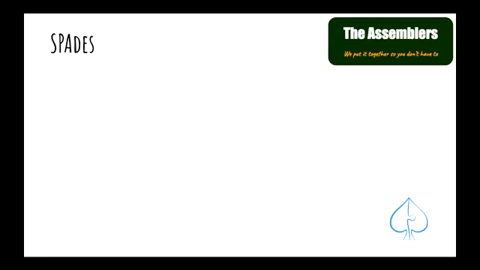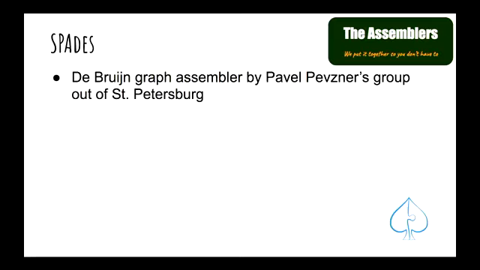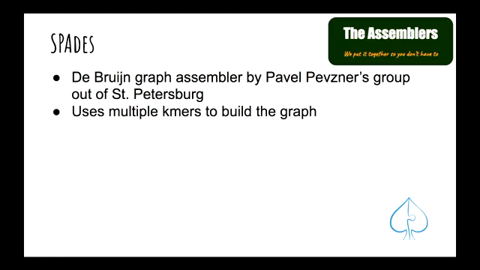All right. And then along came this thing called SPAdes. It's a de Bruijn graph assembler, again. It was out of Pavel Pevzner's group in St. Petersburg. It uses multiple k-mers to build a metagraph. So as we talked about in the tutorial, we actually ran SPAdes in the tutorial, if you remember. Probably for those who only did it a couple of hours ago, hopefully you do.